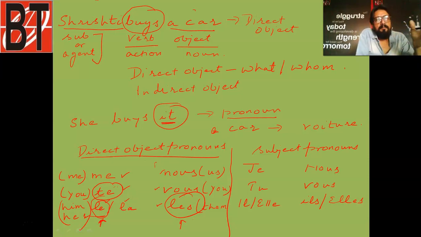And when we started this chapter, I said that there are two types of object pronoun. The first is direct object pronoun and the second is indirect object pronoun. Today we have completed the direct object pronoun. In the next lesson, we will start with the indirect object pronoun. Thank you.